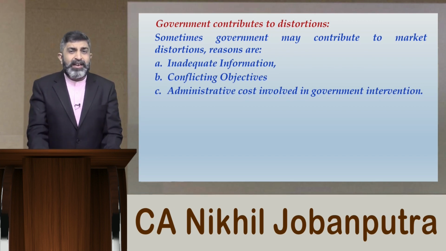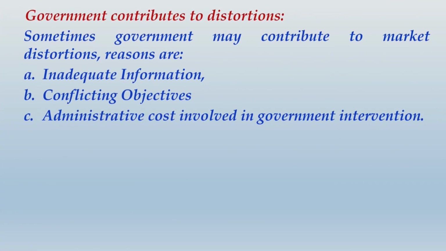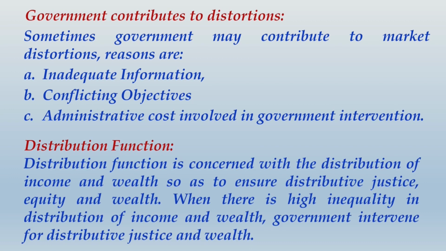Now let me take you to the next function, and again what I'll do is I'll first give you notes on this and then we will summarize the whole point in a while. So write the next heading as distribution function. Distribution function is concerned with the distribution of income and wealth so as to ensure distributive justice, equity and wealth. When there is high inequality in distribution of income and wealth, government intervenes for distributive justice and wealth. So please write this whole thing and then I take you ahead.